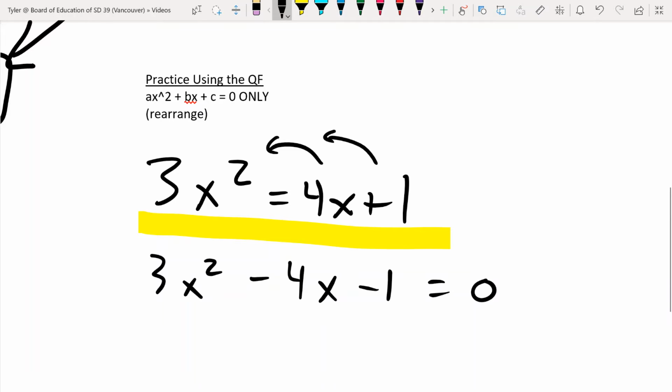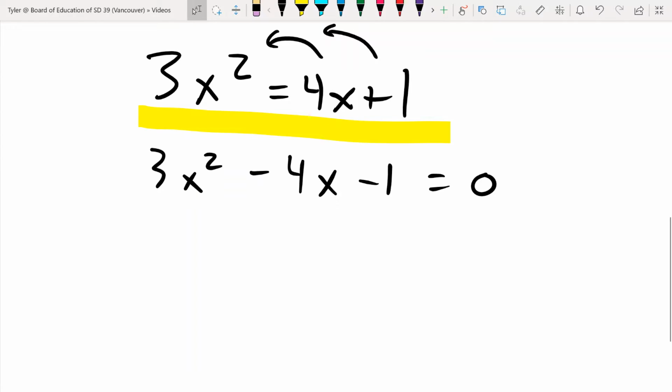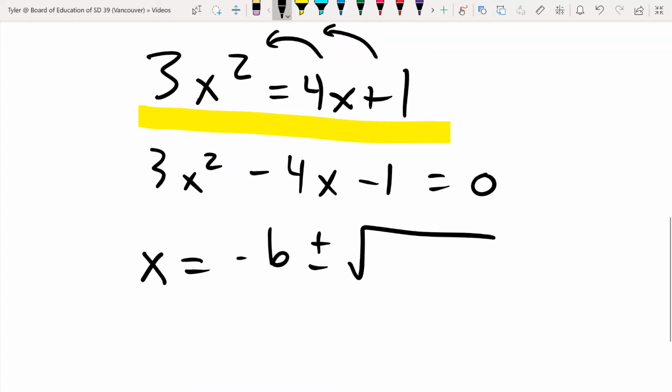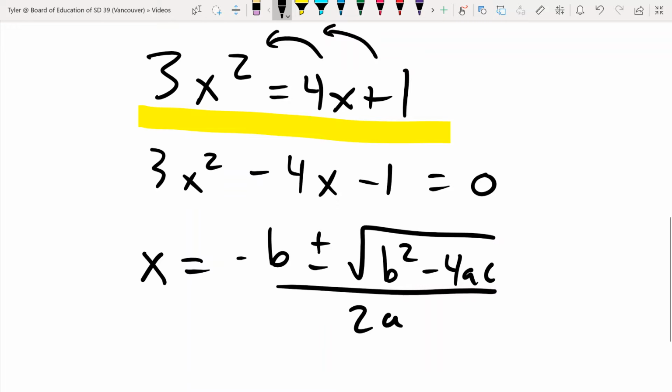Now what I'm going to do is write out the quadratic formula and sub in the numbers. As you get more practiced, you don't have to write out the formula. You can just start subbing in numbers yourself. I'm going to show it to you because we're just starting. So x is equal to negative b plus minus square root of b squared minus 4ac all over 2a. So let's sub in the numbers.